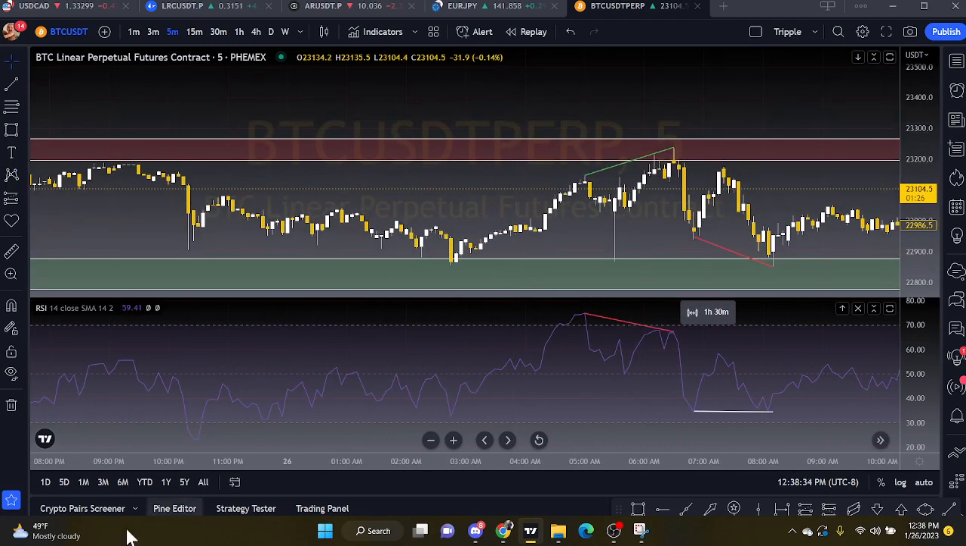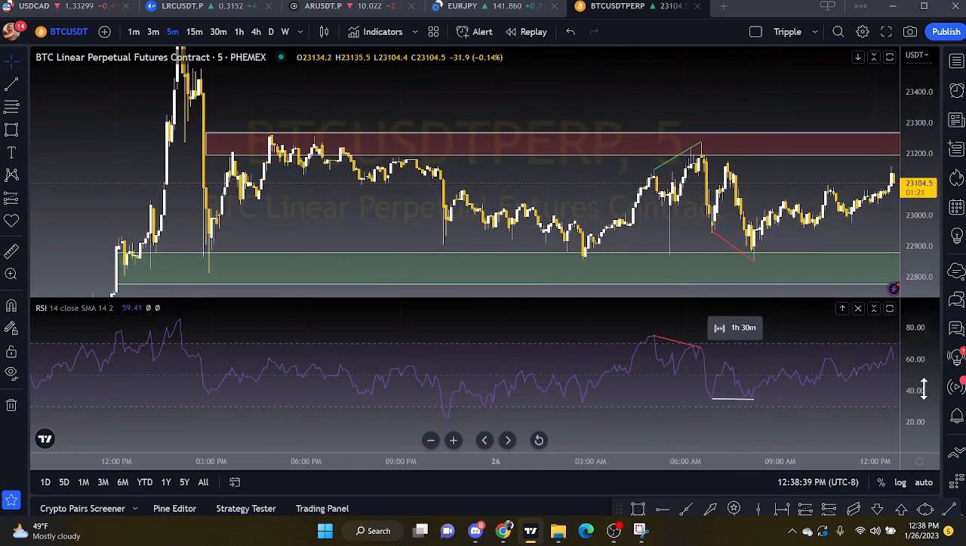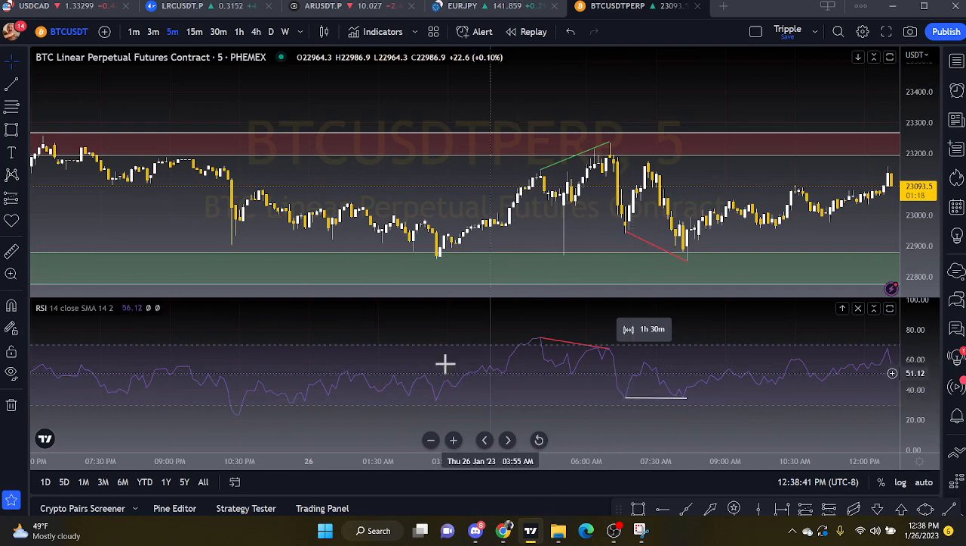All right, so yeah, that's pretty much it for your RSI, guys. Any questions on that? If not, we will continue going on. Great tool to start with, man.